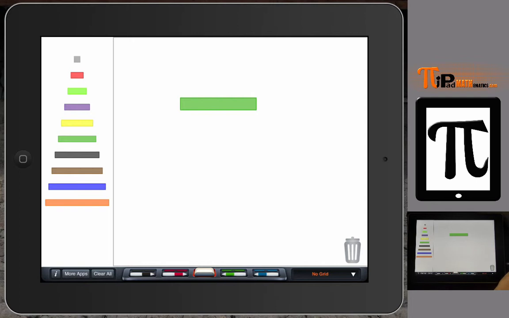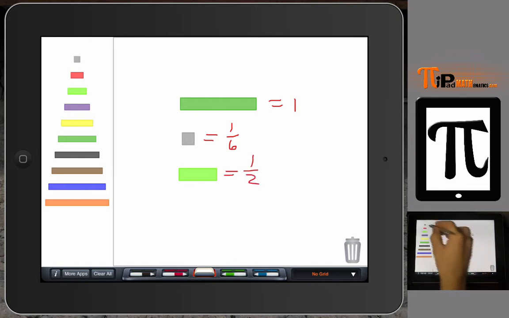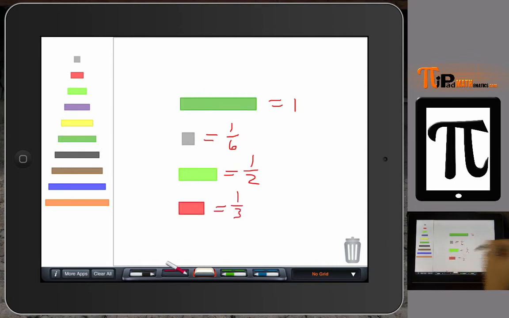So here's a dark green rod. Dark green rod, we'll call that our 1, equals 1. Then we know that our white rod, 6 of these equal that. So this white rod equals 1/6. And then we also know that our light green rod here equals 1/2. And we know that our red rod here equals 1/3, because 3 go into that. So with this model, we're going to do a couple things.